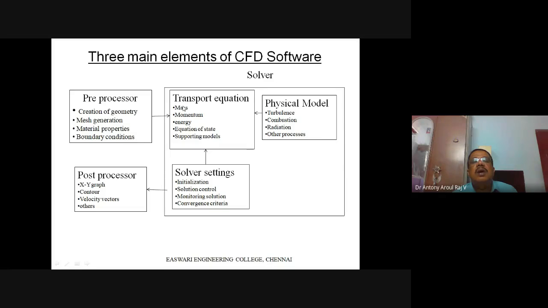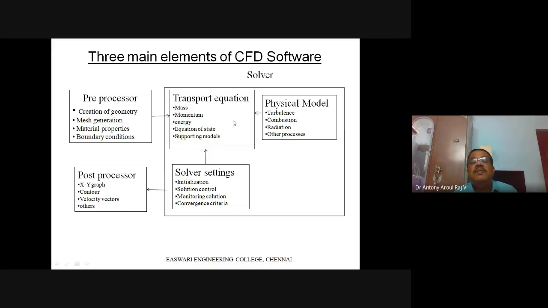Okay, so all these equations: mass equation, momentum equation, energy equation, equation of state, mostly in compressible flow we will be using it. Other supporting models. So all these are the transport equations, or in other words, these are all the physics. Equations are the physics of the problem. And we may be having some supporting models like a turbulence model, combustion models, radiation models, and other things.